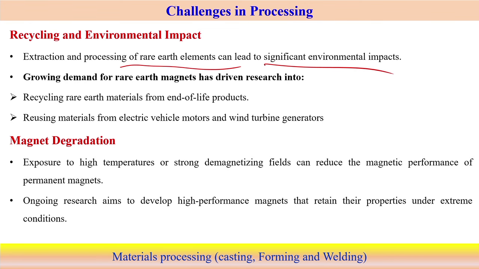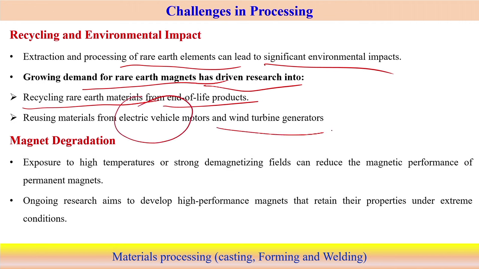Second, the growing demand for rare earth elements has driven research into the recycling process. We know rare earth elements are not easily available, so we think about recycling these rare earth elements so that we can reuse them. Permanent magnets find application in electric vehicles and wind turbine generators, so we are reusing the materials from electric vehicles and wind turbine generators.